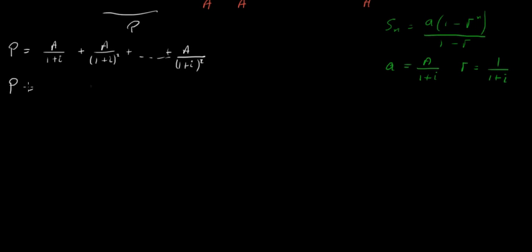So we're going to end up with P is equal to A, which is our first value, A over 1 plus i, multiplied by 1 minus R to the power of n, where our n in this case is t. We have t time periods. So it's 1 to the power of t, which is just 1, minus 1 over (1 plus i) to the power of t, over 1 minus R. So it's 1 minus 1 over 1 plus i.